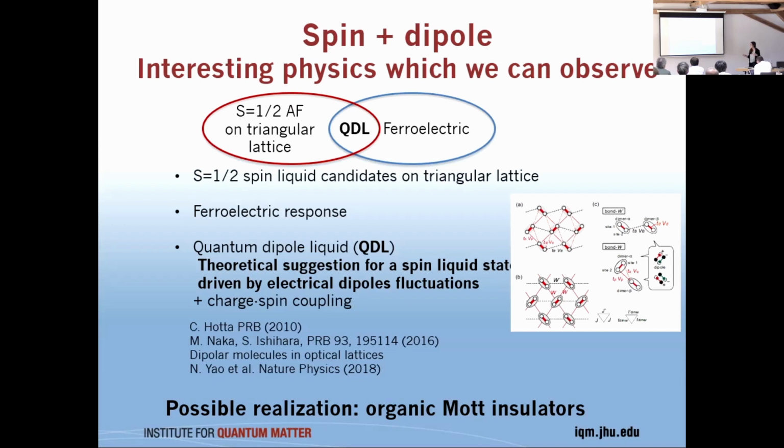There is also a lot of work from Nakra and Ishihara, where we have electric dipoles on these S one half lattice sites, and the fluctuations would originally come from electric dipoles. But because every dipole is associated with a spin, we'll have spin fluctuations, and that's how we get this non-ordered state.